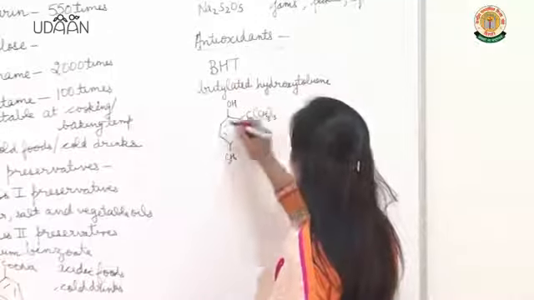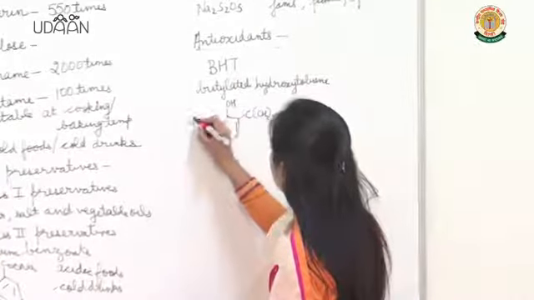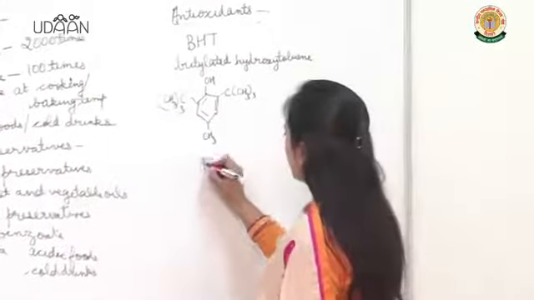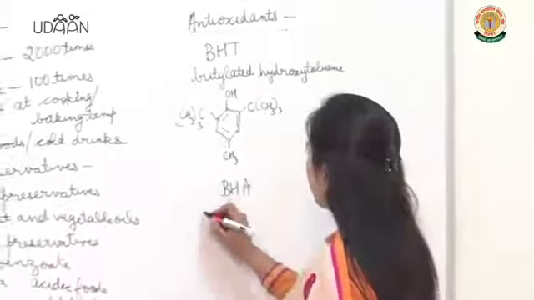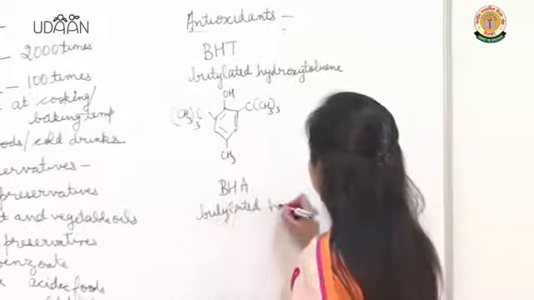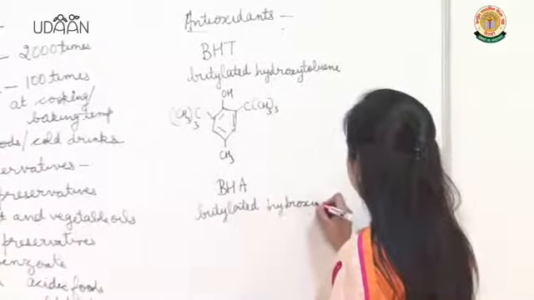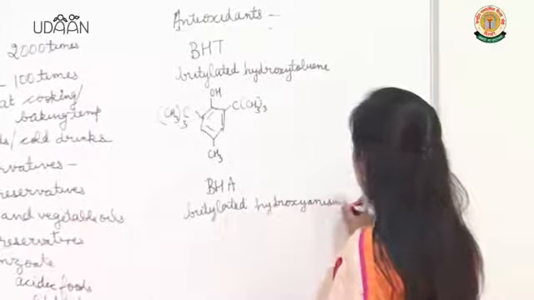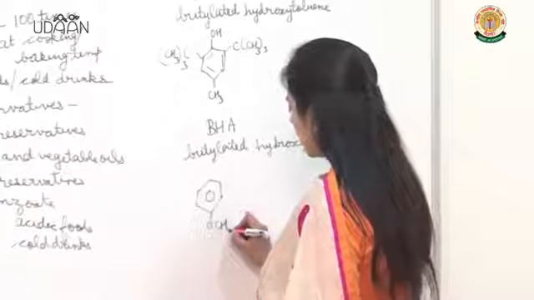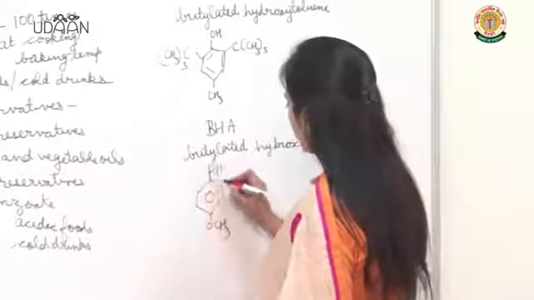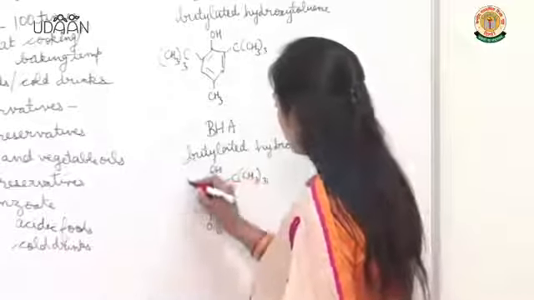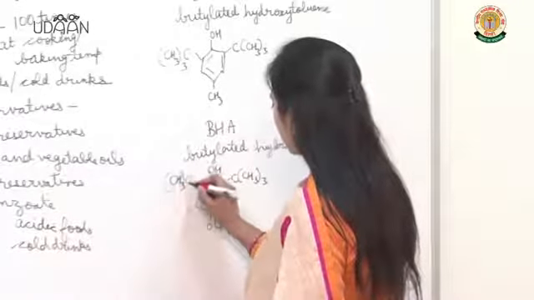So this is butylated hydroxytoluene, and we also have butylated hydroxyanisole. In anisole we have OCH3 attached to the benzene ring, hydroxy will be OH. So this is butylated hydroxyanisole.